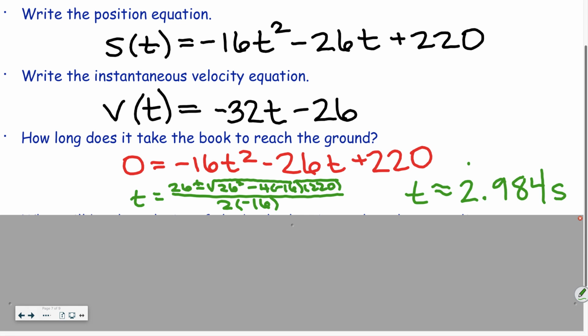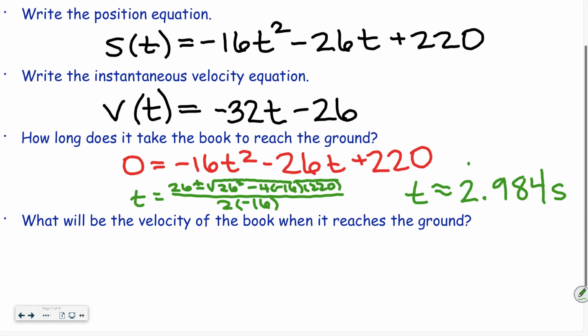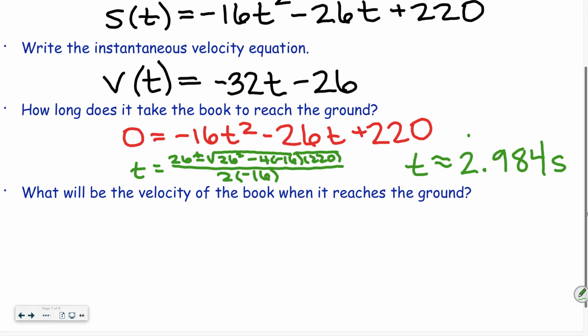If you're having issues with the quadratic formula, we'll come back and fix it at the end of class. But I want to answer this last question. What will the velocity of the book be when it reaches the ground? So Yovana, which equation are we dealing with here? Velocity or position? Velocity. It says velocity, right? Okay. When it reaches the ground.